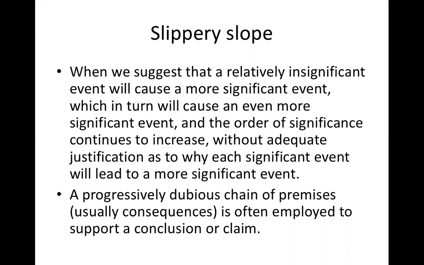So a progressively dubious chain of premises, usually consequences, is often employed to support a conclusion or claim. So when you claim that if something happens, it will lead to something more serious, which will lead to something more serious, which will lead to something more serious, and so on, and the order of seriousness continues to rise until probably something terrible happens.